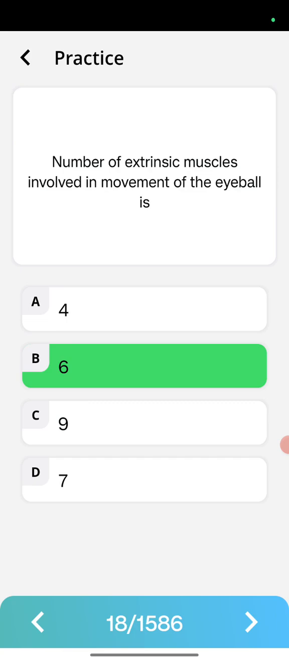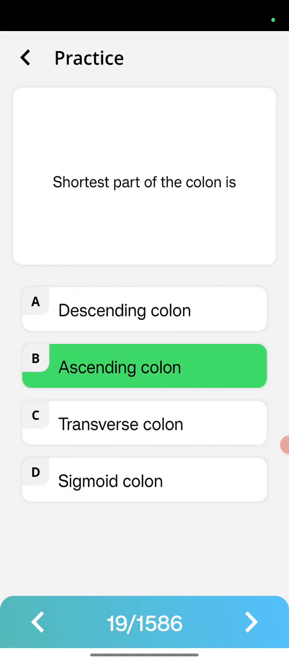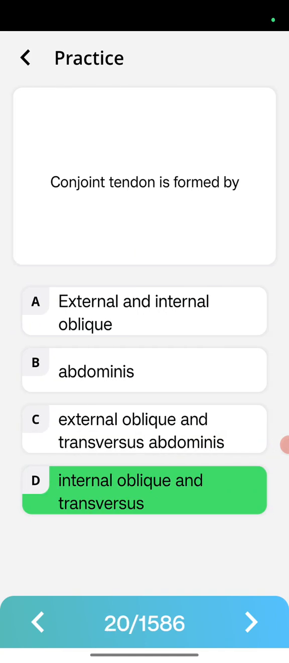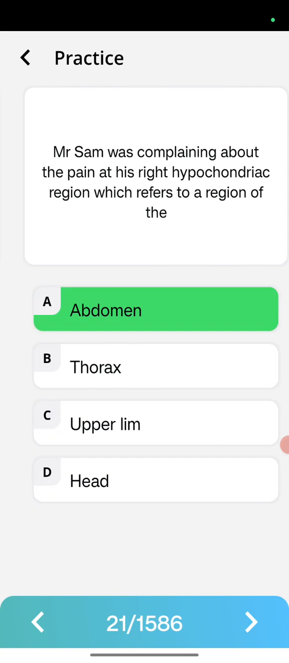Number of extrinsic muscles involved in movement of the eyeball is 6. Shortest part of the colon is the ascending colon. Conjoint tendon is formed by internal oblique and transversus.